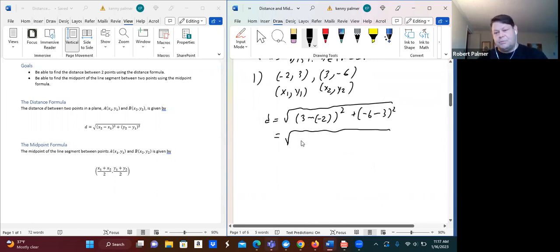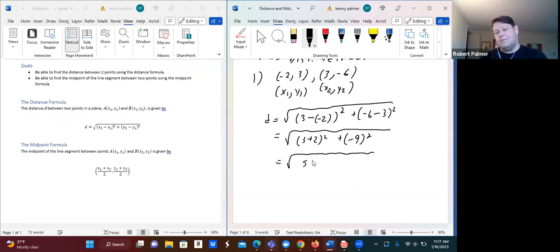If we subtract a negative, it becomes positive. So this becomes 3 plus 2 squared, then plus -9 squared. So we have 5 squared and then -9 squared. If you square a negative, you get a positive. -9 squared is positive 81, and you get a positive no matter which way. And then 5 squared is 25, plus 81, and that's going to be 106.